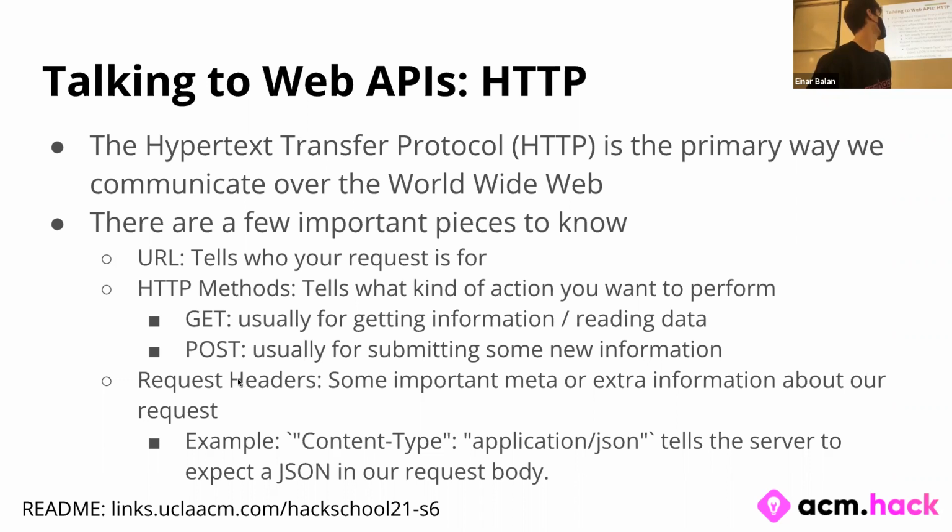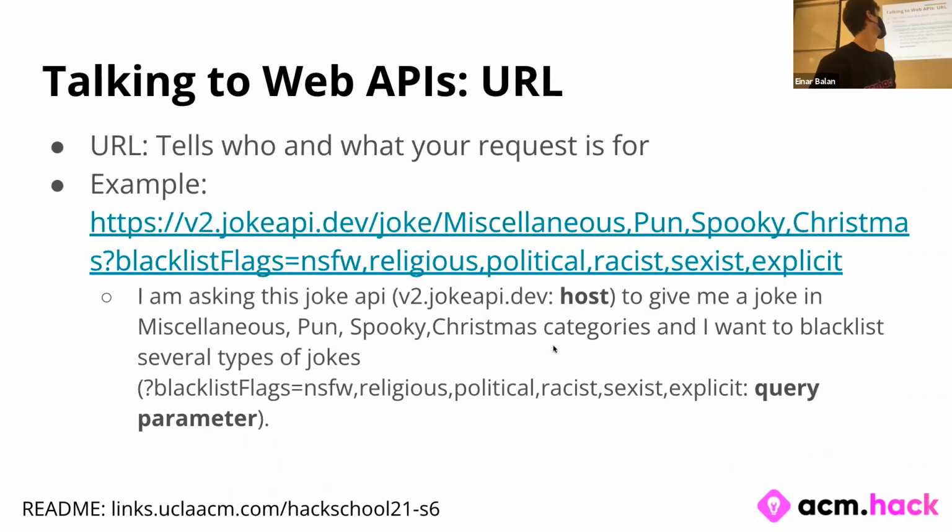And then we also have a header that has some important meta information. For example, we have the content type of the request. Usually, in our case, we want our content to be JSON, so we can mention that in the header. Okay, so let us move on.